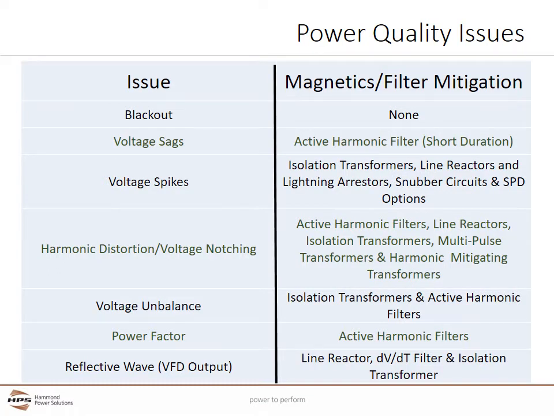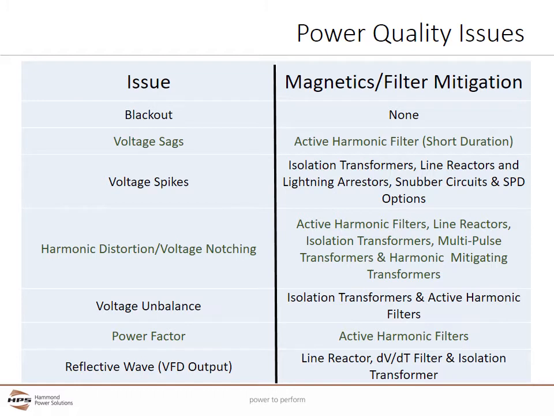IEEE defines several main power quality issues including blackouts, voltage sags, voltage spikes, harmonic distortion and voltage notching, voltage unbalance, and power factor. There is also the reflective wave issue, which affects the VFD output to the motor. While reflective wave isn't typically associated with IEEE power quality definitions, for the sake of this discussion, it will be included. Other than blackouts, HPS offers a wide range of solutions for these power quality issues.